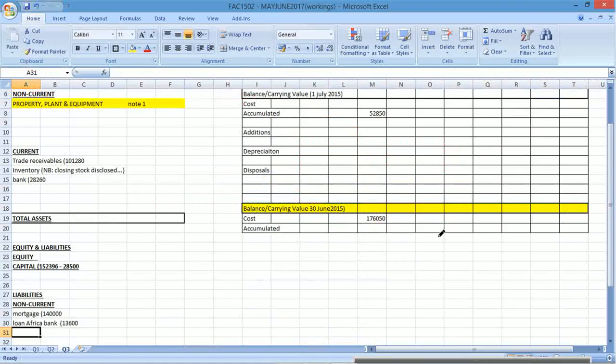Commission income. Okay, that'll affect your profit. So capital. Okay, there's your capital line figure there.